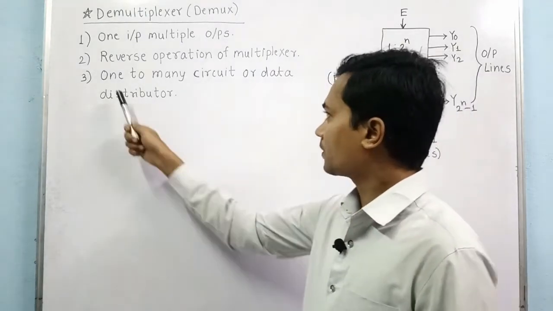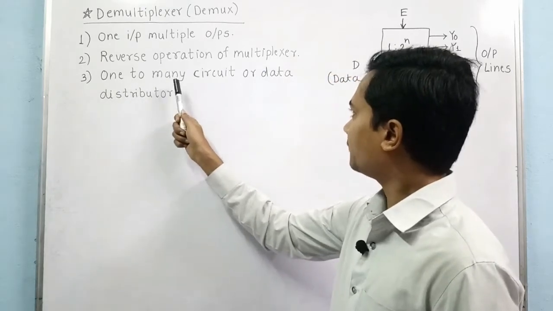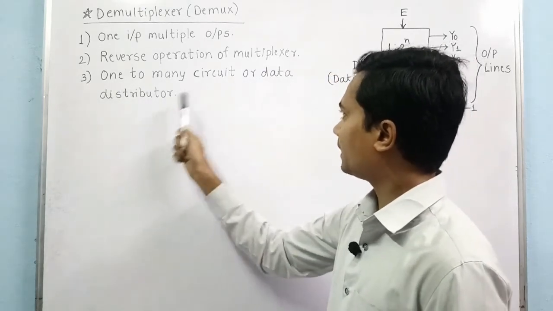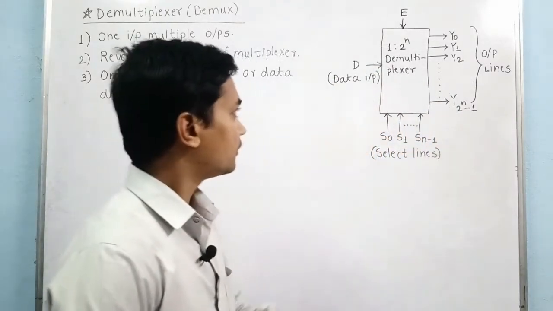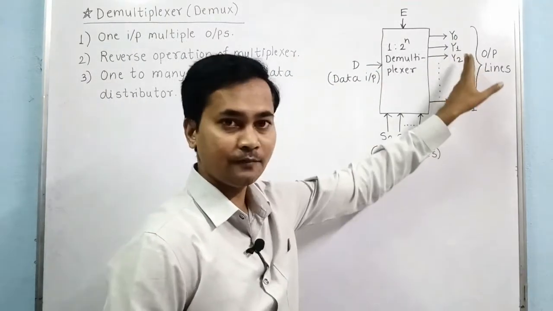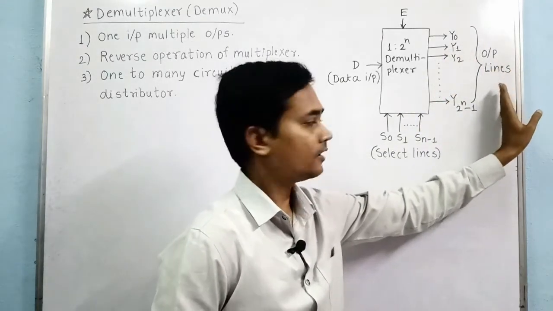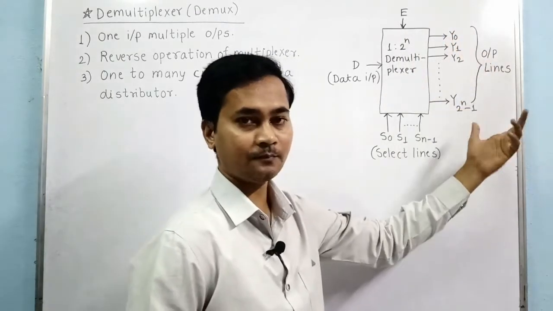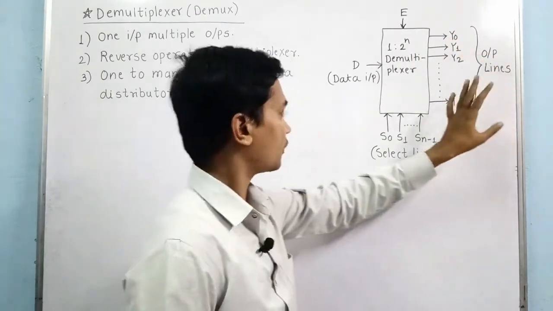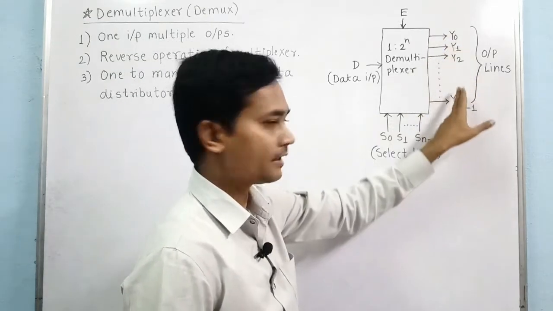Here it is also used to drive many circuits. In the demultiplexer, the number of outputs can drive a number of circuits. So you can attach different circuits here, for example LEDs, motors, like this. Now, how can these outputs be driven?